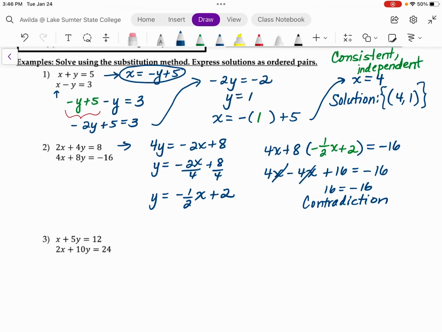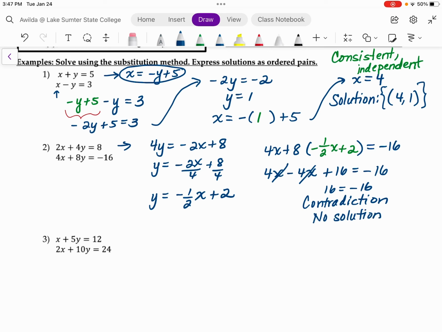We'll continue where we left off in our last example. We found that when trying to solve the system of linear equations mechanically, we reached a contradiction. 16 never equals negative 16. We concluded, therefore, that the system had no solution.